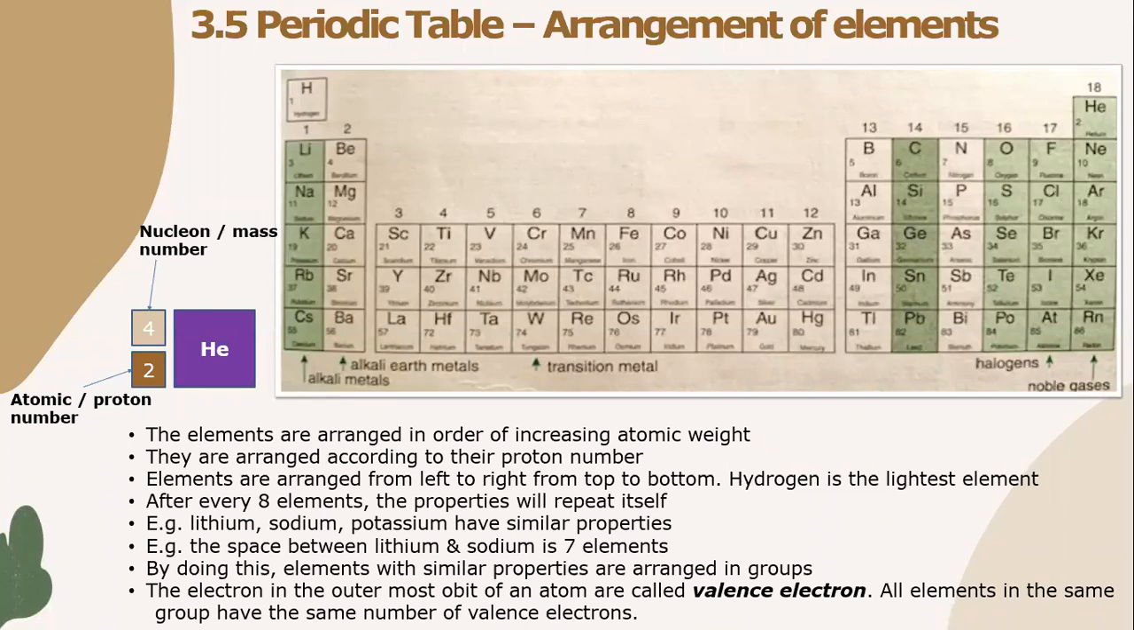So the elements are arranged in order of increasing atomic number. They are arranged according to their proton number. You can see this is a number. And elements are arranged from left to right, from top to bottom. Hydrogen is the lightest element. After every 8 elements, the properties will repeat themselves.